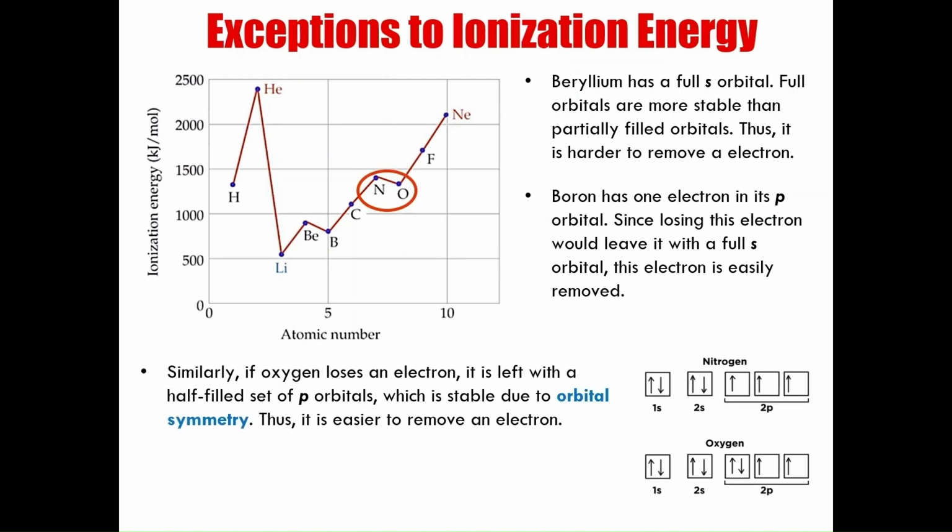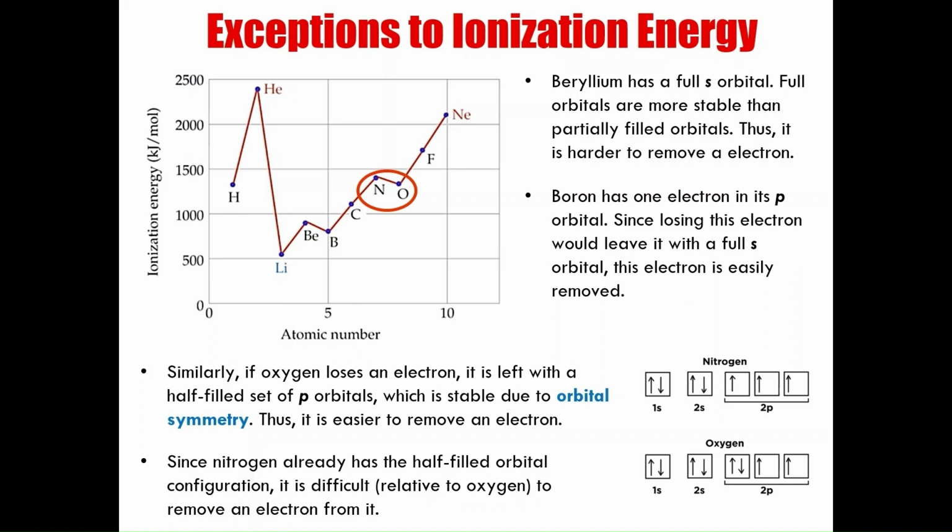Similarly, if oxygen loses an electron, it is left with a half-filled set of p orbitals, which is a relatively stable configuration due to what scientists call orbital symmetry. As a result, it is easier to remove the electron from oxygen. Since nitrogen already has a half-filled orbital configuration, it would be more difficult relative to oxygen to remove an electron from nitrogen because it is more stable.